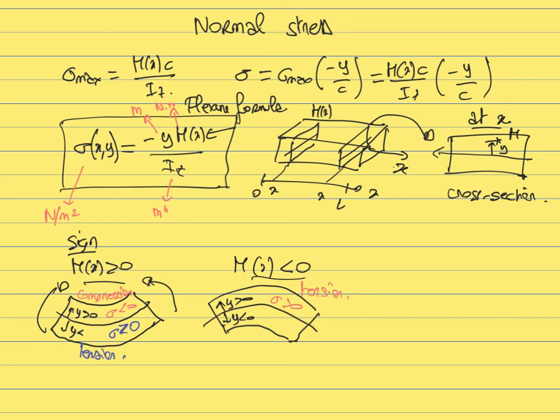On the other hand, when y is negative, and the internal moment is also negative, you have the product of two negative numbers that gives you a positive number. You add the minus sign that is now giving you a negative sigma, which means that in this case, the bottom of the beam is under compression. So based on this, we now have the Flexure formula. This is the formula that's going to allow you to calculate the stress.